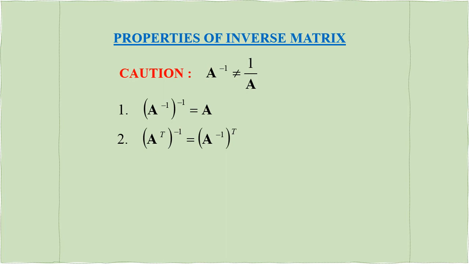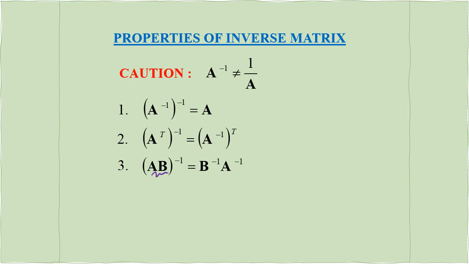A transpose, when we find the inverse, we can also find the transpose of A inverse. And the third one, A multiply with B, the two matrices multiply, and then we find the inverse. What do we get as the result? We can also find it by multiplying B inverse with A inverse. So notice the multiplication order is not the same. AB with BA is not the same.